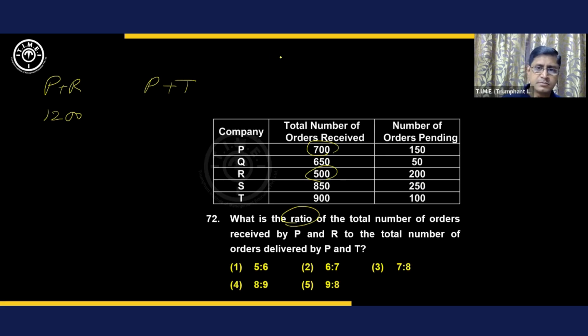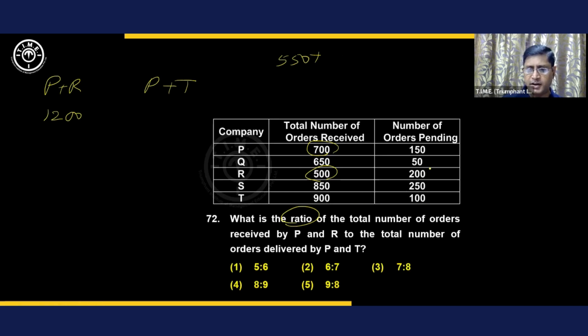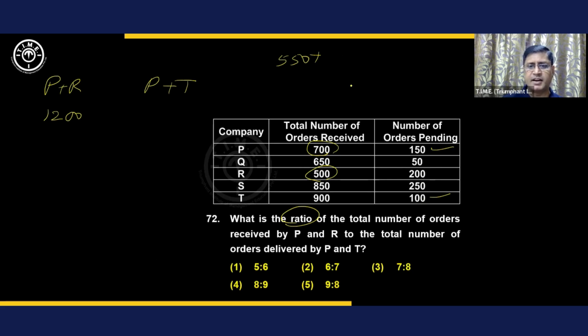Now, or you can, let me write here. 550 plus 300. That is 850. Now another approach here. P and T, sorry, P and T, not S value. Small correction here. 550 and value of T. Value of T is equal to 800. So P value and T value. 900 minus 100, that is 800.